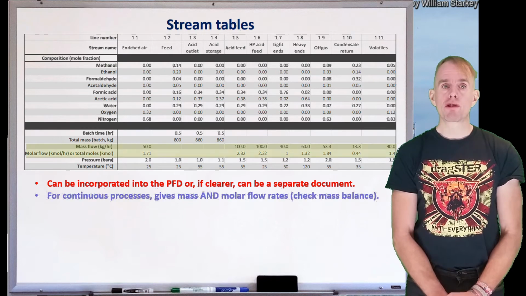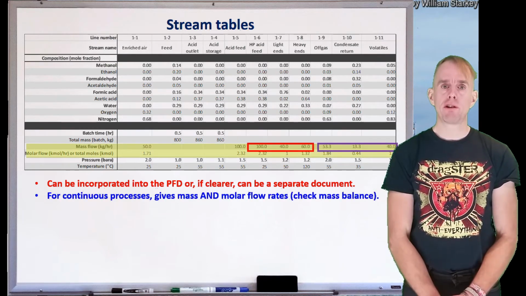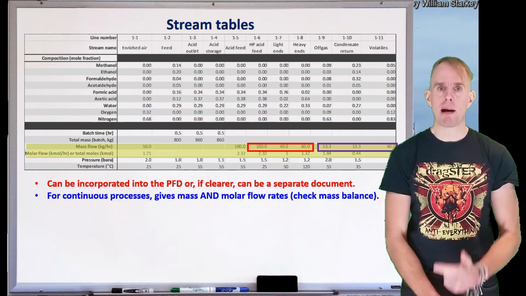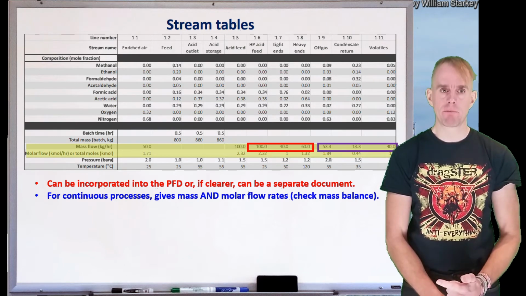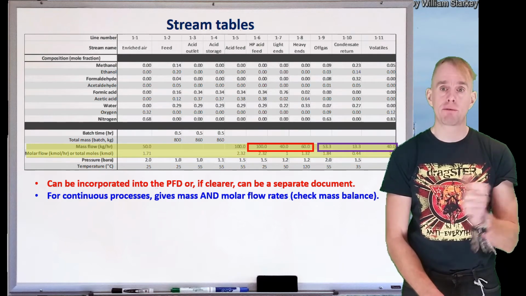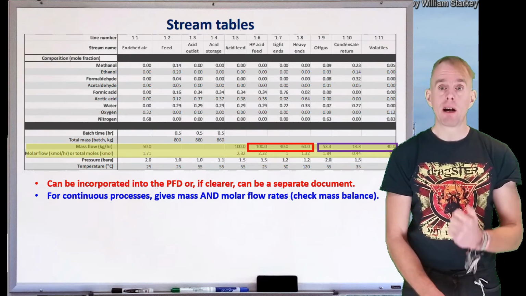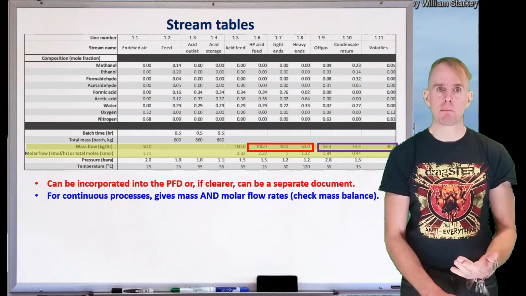Let's have a look what's shown on the stream tables. So for continuous processes, you first of all show both molar and mass flows of each stream. It's very important to include both. The molar flows can be important when you're checking, for example, reaction products and reaction extents. The mass flows, however, are vital when it comes to checking the mass balance.